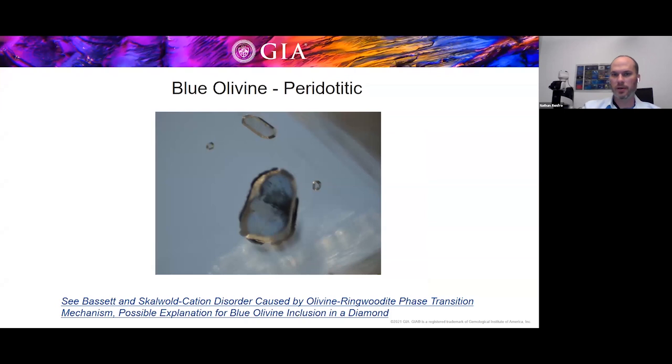This is a bit of a strange olivine inclusion. This one was blue, and it kind of tells us a little bit of a different story. It's a rather unique inclusion, and it indicates that the diamond may have formed at a much deeper depth than we would normally expect. And so if you want to read more about the work based on this inclusion, you can see the paper by Bill Bassett and Elise Skalwold on the cation disorder caused by the olivine ringwoodite phase transition. So you can pop that in Google and find more information on that.